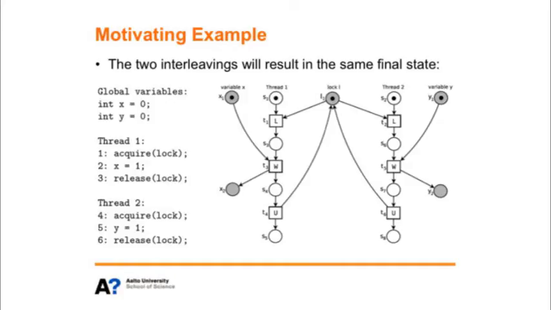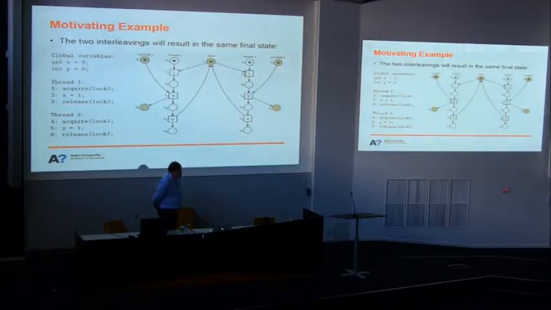So here's the motivating example. We have this program where we have one lock and 2 threads are grabbing that lock, modifying a different variable each, and releasing that lock. That happens in many programs. So you have an array, and there's a global lock protecting that array, and threads are going to go and modify different things in there. Now, we know that these 2 interleavings will result in the same final state, even though these are fully dependent on each other.